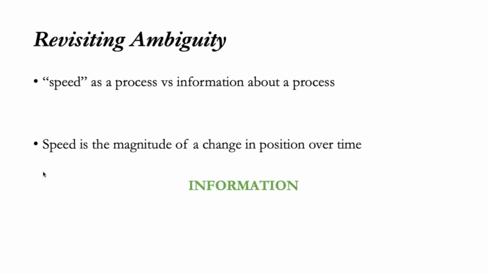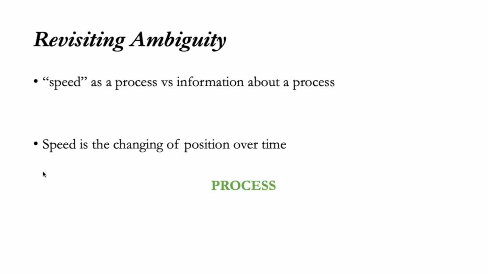Speed, almost textbook characterization: speed is a magnitude of change in position over time. That is information-y stuff. That's the intuition behind speed as information. Also, speed is the changing of positions over time. That's the process, the thing that the measurement is about. And I'm not saying these are exhaustively the ways to understand speed. There are other ways to understand speed.